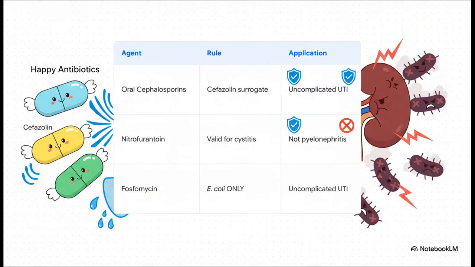Now, for urine isolates, there are some non-negotiable reporting rules you just have to know. The cefazolin result predicts oral cephalosporin efficacy, but only for uncomplicated UTIs. Nitrofurantoin results are only valid for cystitis, not for more serious infections like pyelonephritis. And fosfomycin susceptibility should only be reported for E. coli causing an uncomplicated UTI.